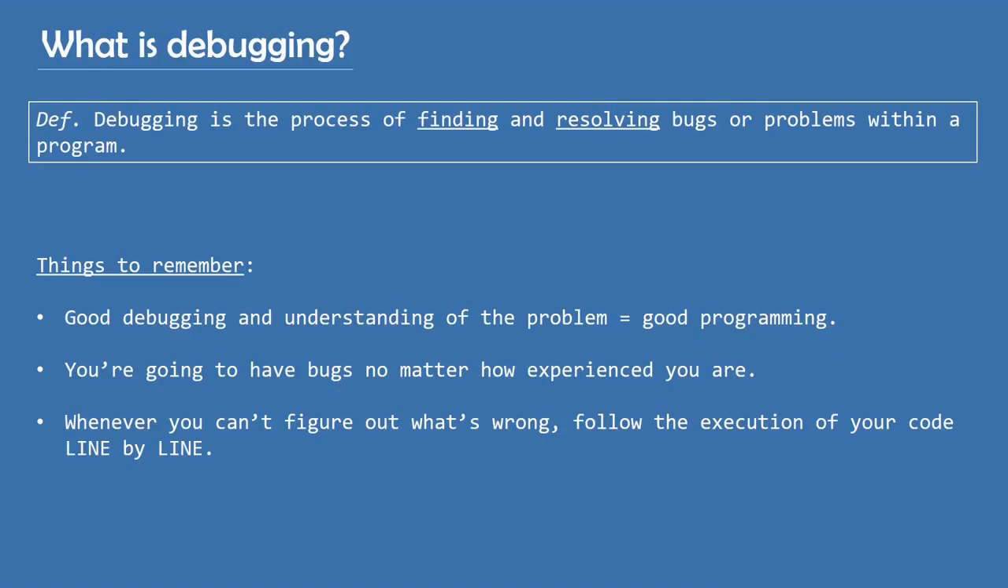Anyway, let's start off by saying what debugging is. Debugging is the process of finding and resolving defects or problems within a program that prevent it from working correctly. In my opinion, it's really important to understand how to properly debug because no matter how experienced you are, you're going to have bugs and you're going to learn how to fix them.